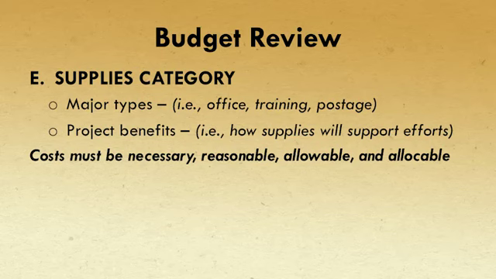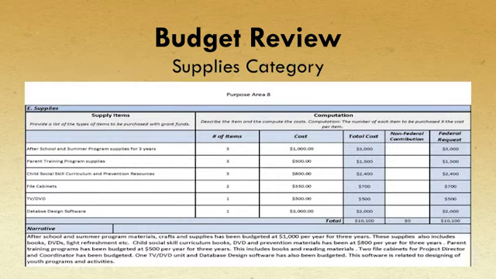In the supplies category, applicants should list these items by major types. Example, office, training, postage. Also with this category, applicants should detail how supplies will support their efforts. Again, this slide shows how supplies should be broken out along with a narrative. I will now turn it over to Suhaila.